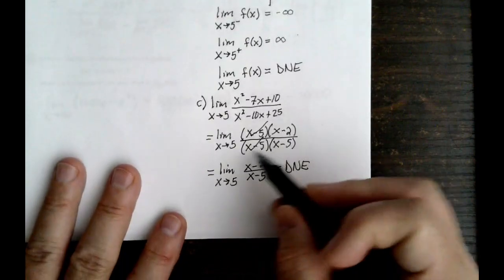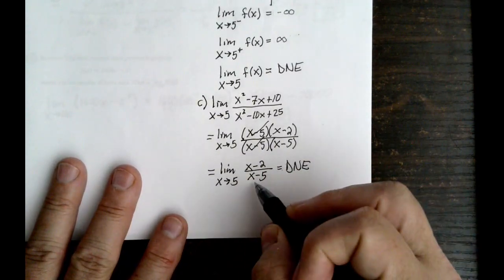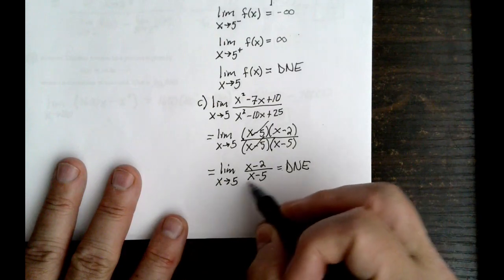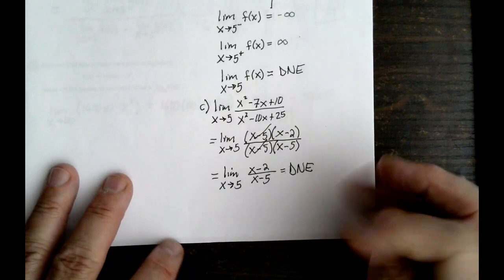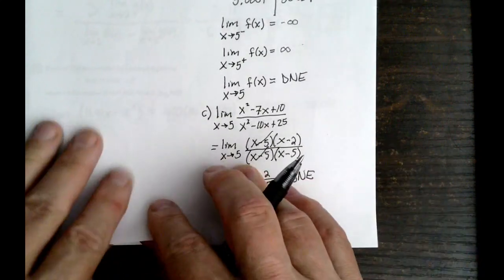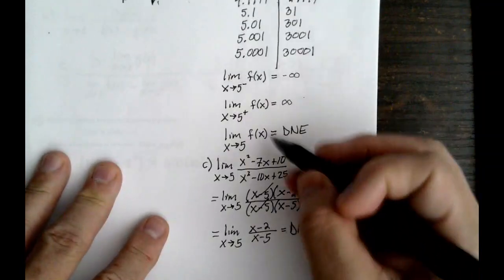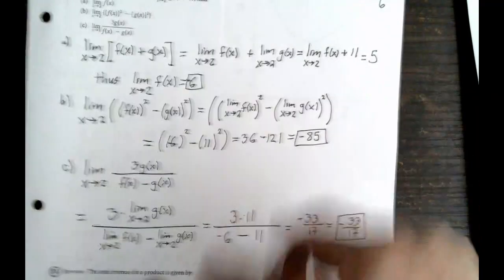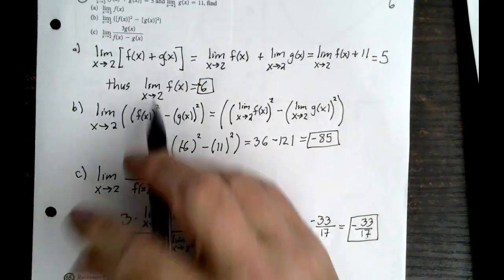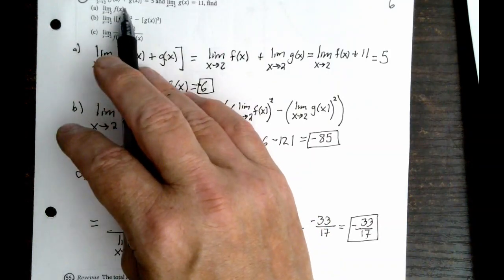Using algebra, we can factor the top and bottom and cancel, but notice we still have problems with division by 0 here. If you plug 5 into this, you don't get an answer, you're dividing by 0. So you have to say the limit does not exist. But this answer using algebra is the same answer we get using the table, which is the same answer we get using the graph.